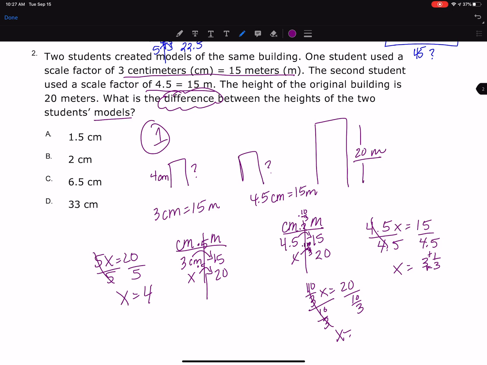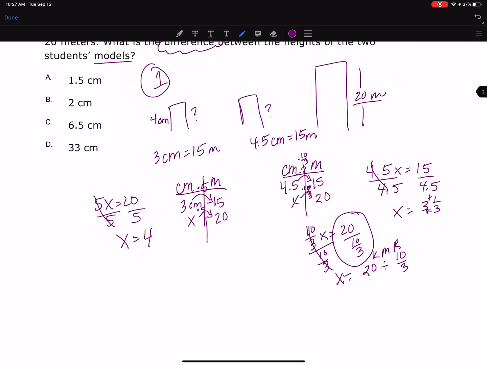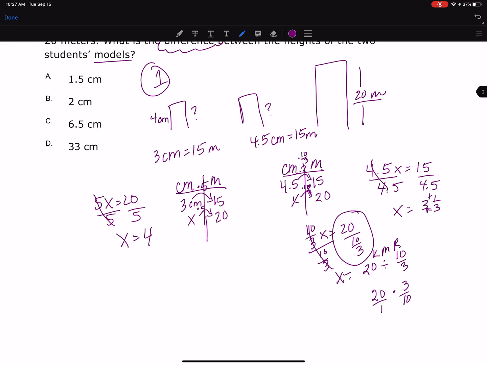I don't like the way that looks right here, so I'm going to change it to look like this. 20 divided by 10 over 3. Remember, we do keep, multiply, reciprocal. We're in 7th grade, so we're going to use that word reciprocal. So this is going to become 20 times 3 over 10. And remember, Miss Manning likes to reduce before she multiplies. 20 and 10 have factors of 10 that go into them. So 10 goes into 10 one time, 10 goes into 20 two times. So this gives me 2 times 3 is 6 over 1. So this answer is 6 here.